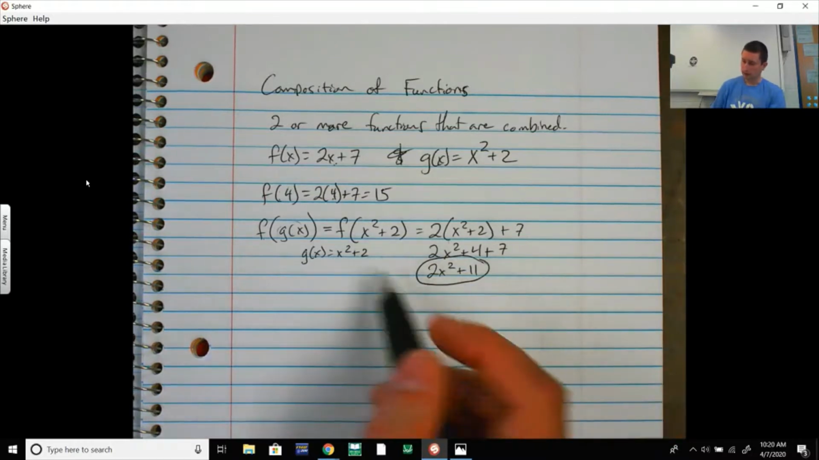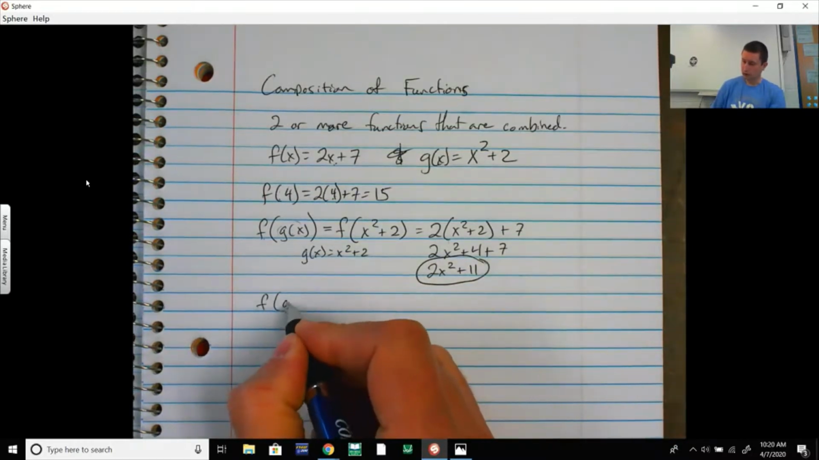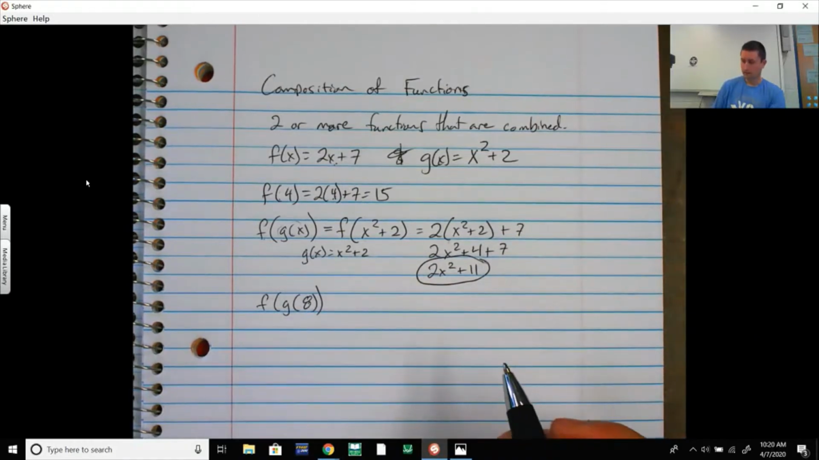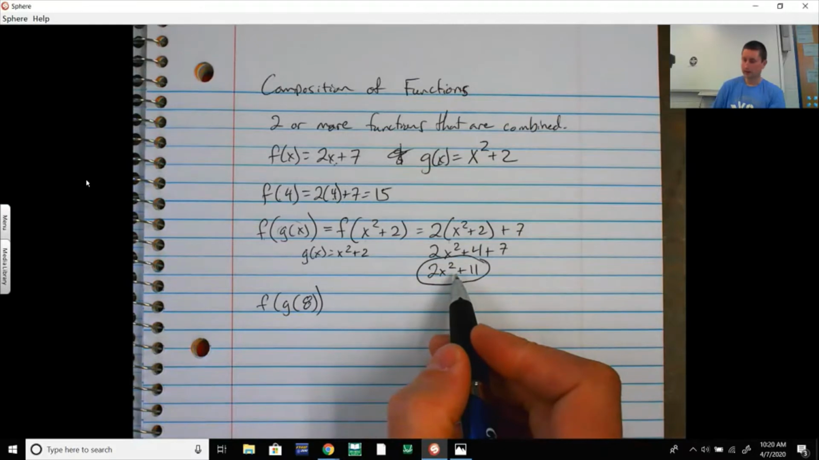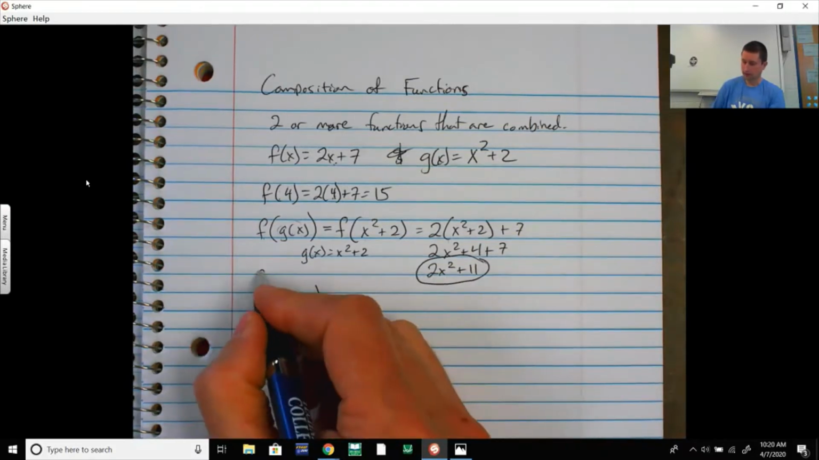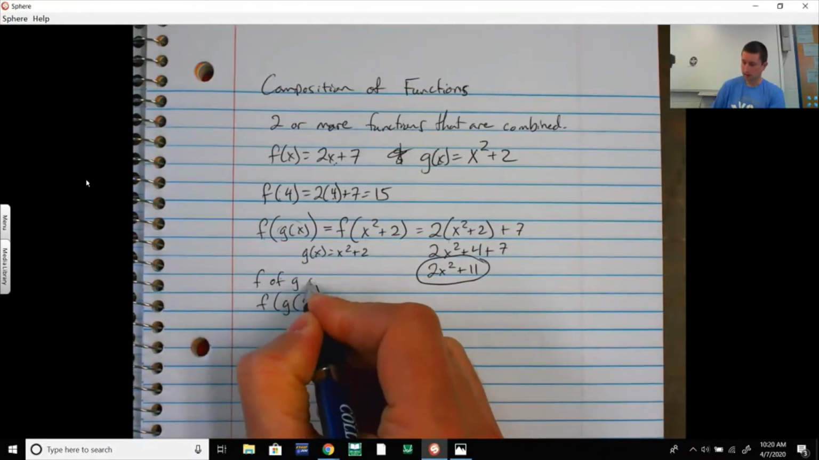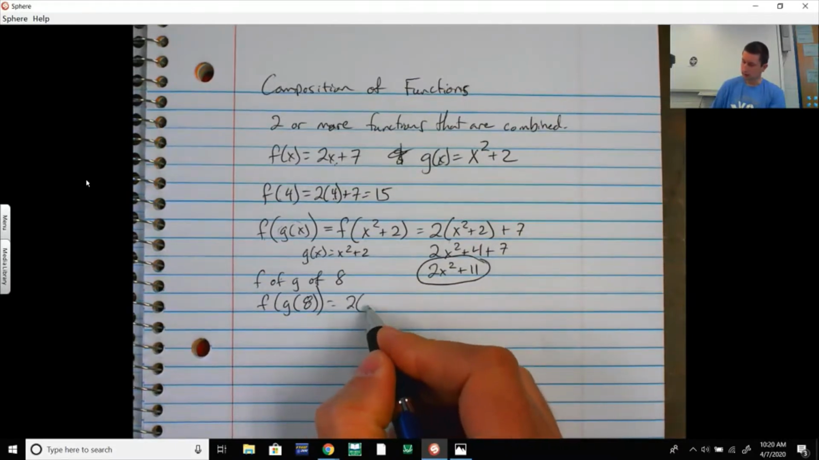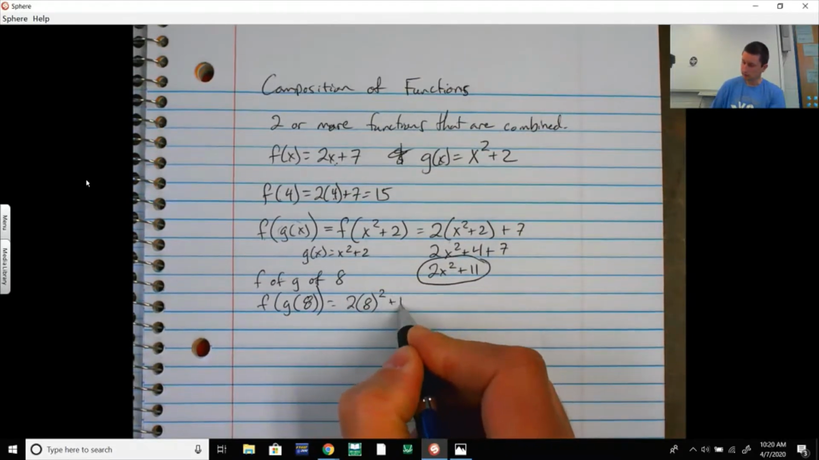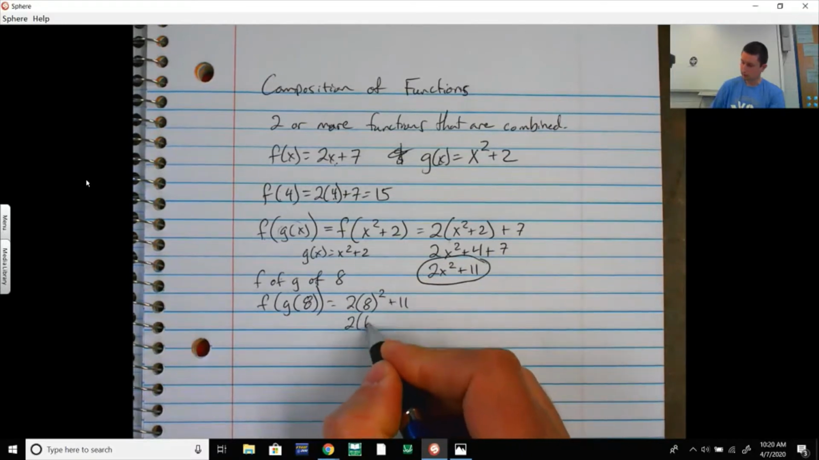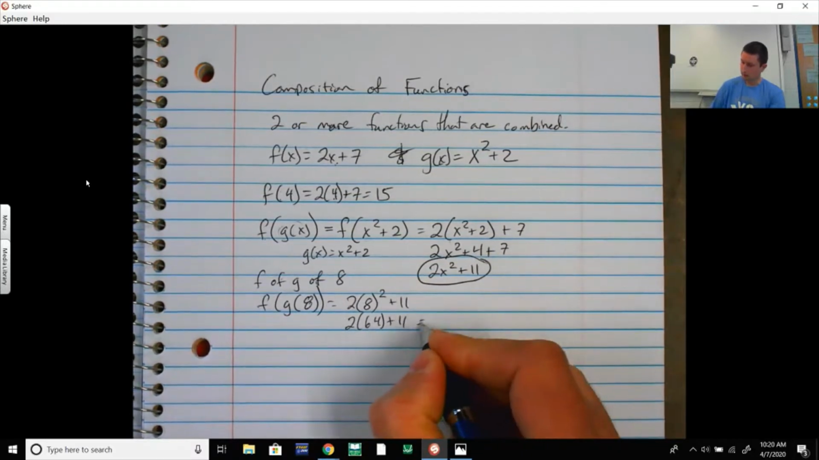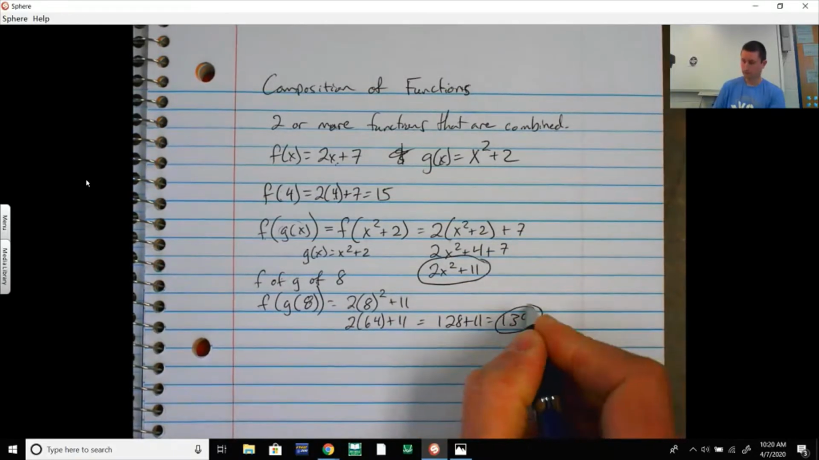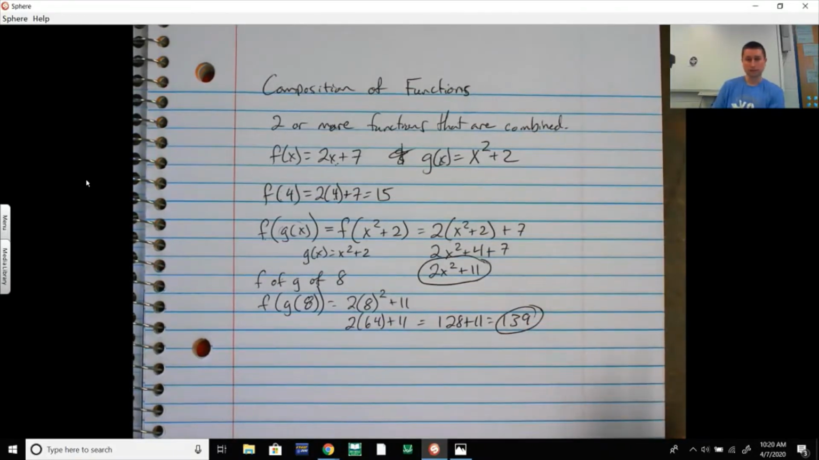But they could give you now, okay, what is f of g of 8? Okay, so now we have a function for f of g. This is read f of g of 8. So this would be 2 times 8 squared plus 11. So that's 2 times 64 plus 11. That'd be 128 plus 11, so that'd be 139. Okay, that's one way to do it.